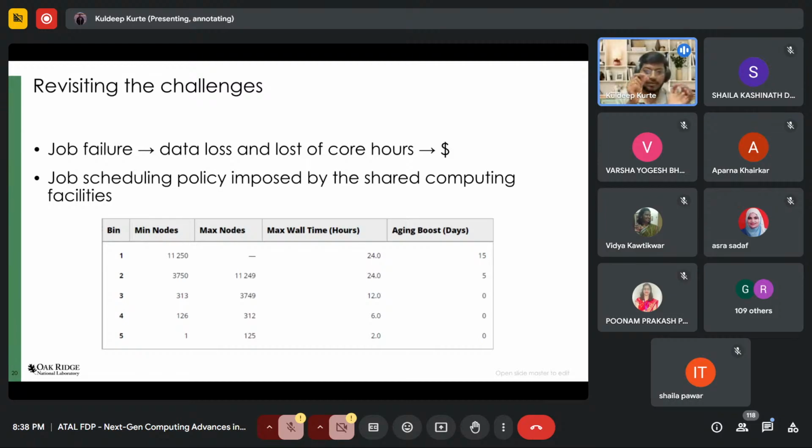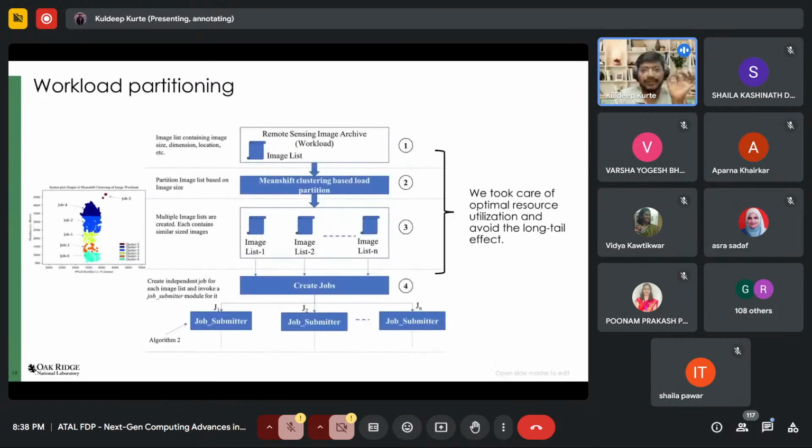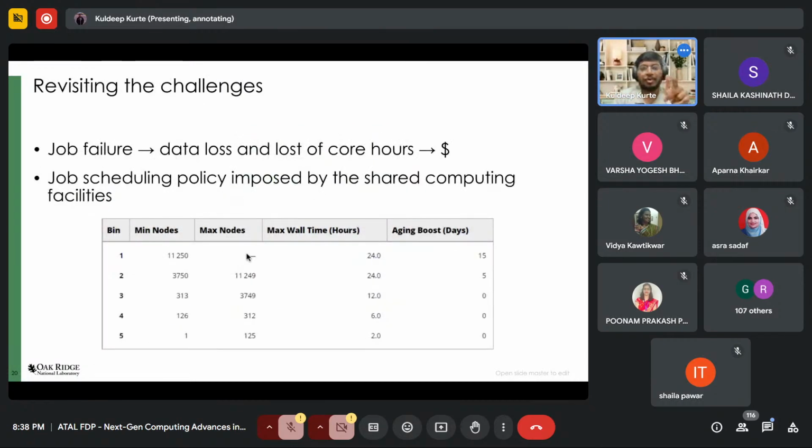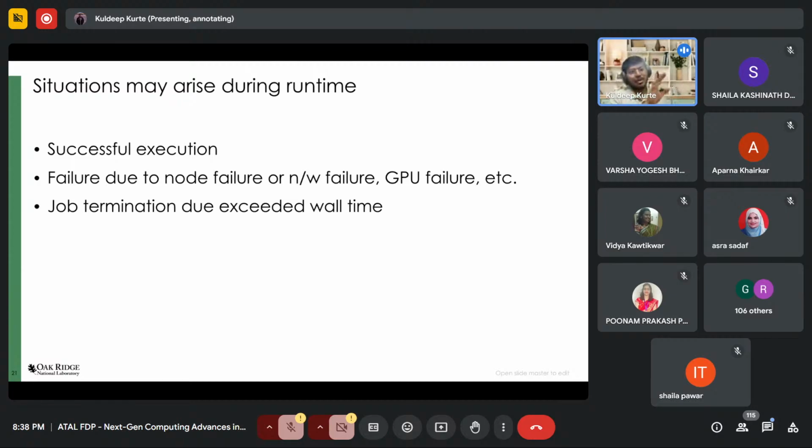So we need to make sure that our workflow, or very specifically the job submitter script which you write, takes this scheduling policy into account. How we can do that is something that we'll discuss. Now I have given you an idea of what can happen. When your job runs, either it will finish successfully, which is the very good scenario.